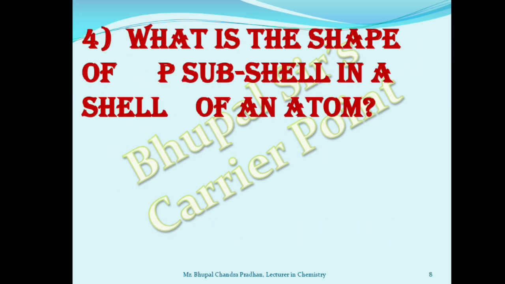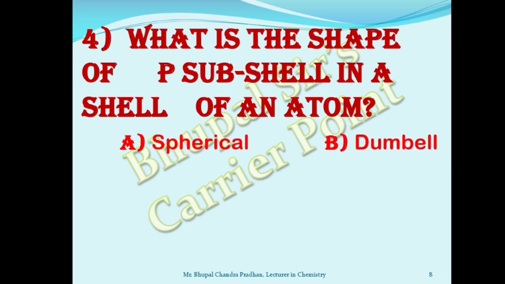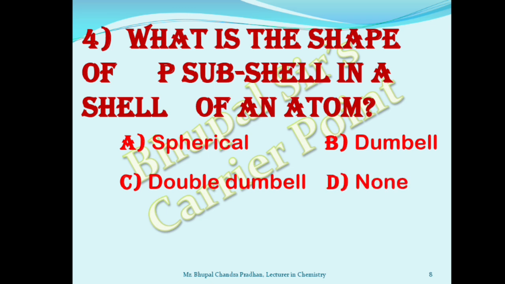Question number 4. What is the shape of P subcell in a cell of an atom? Option A spherical, option B dumbbell, option C double dumbbell, option D none of these. Which is the correct answer?